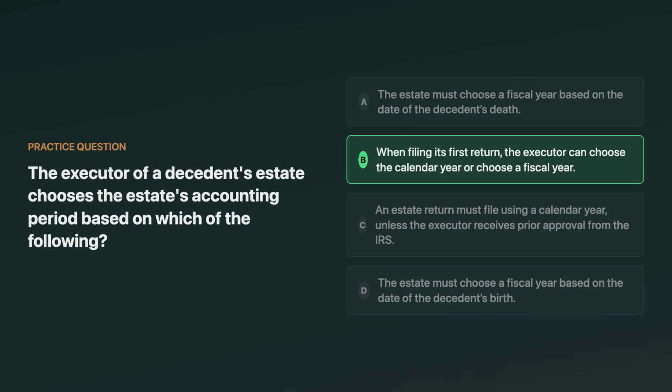The correct answer is, when filing its first return, the executor can choose the calendar year or choose a fiscal year. Estates are allowed to adopt either tax year, and the election is made on the first Form 1041. The tempting wrong answer is the one claiming you need IRS approval to use a fiscal year. That's true for some entities, but not for estates.